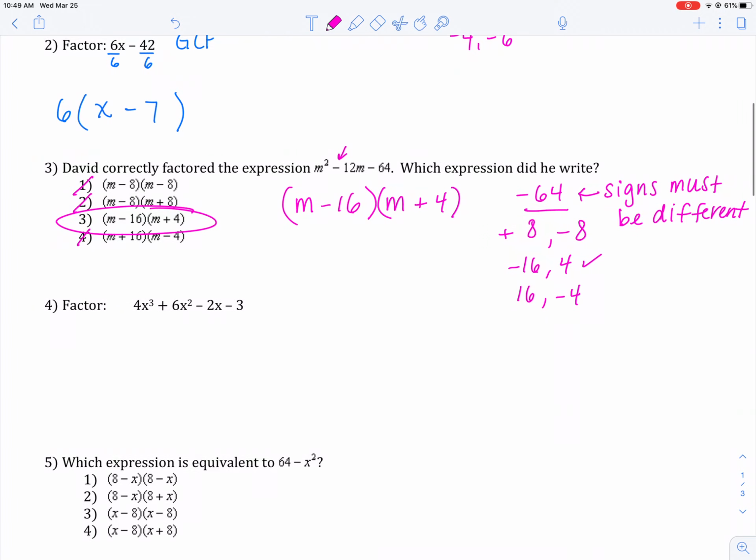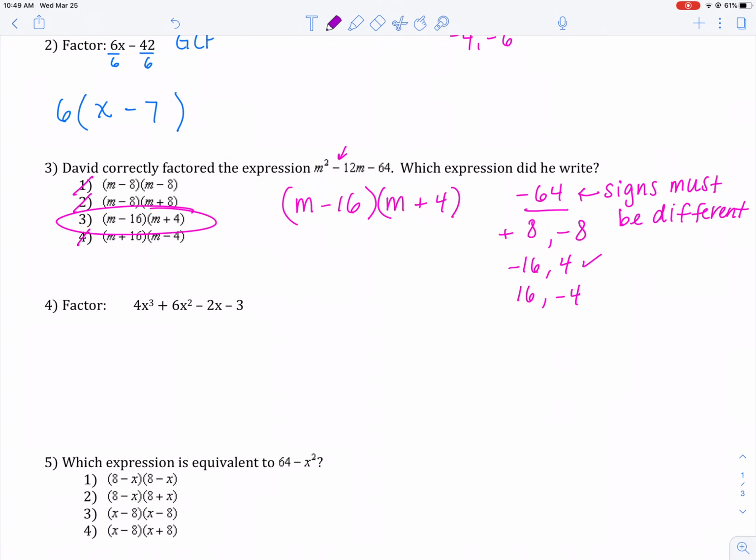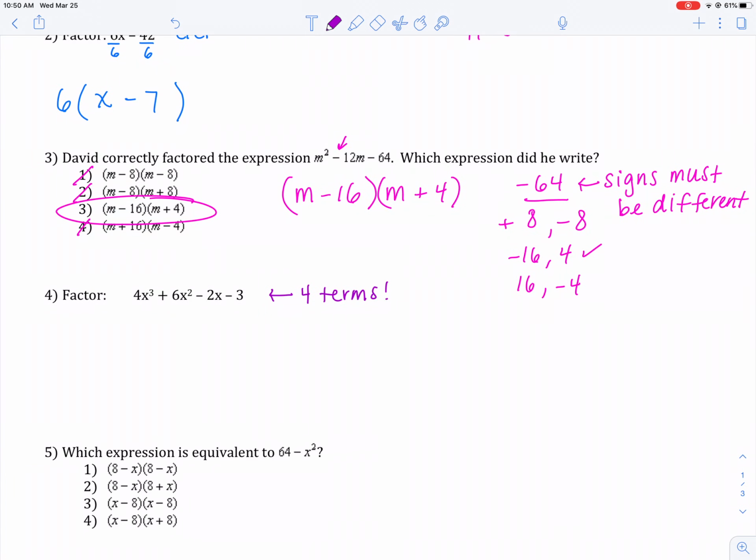Okay. Coming up into number 4, immediately, how many terms do you see? 4 terms. There's only one type of factoring you could use with 4 terms, and that would be grouping. This has has to be grouping. So that means I'm going to group my first 2 terms and my second 2 terms together.